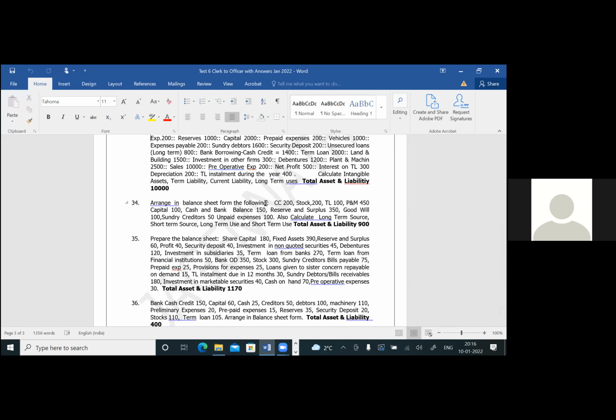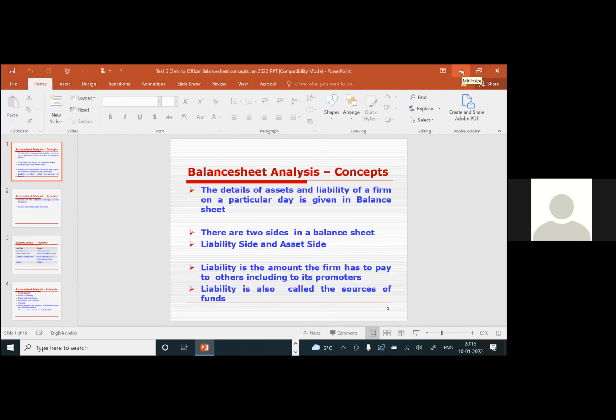Arrange the following in the balance sheet form. CC means cash credit, and bank OD and cash credit. So what is that, sir? Cash credit and bank OD, where will they come? They will come under current liability. One minute, I will show the PowerPoint. You will be able to understand the logic more.